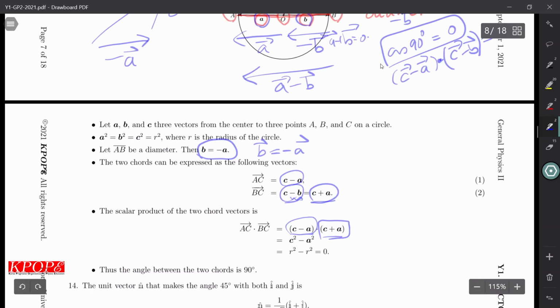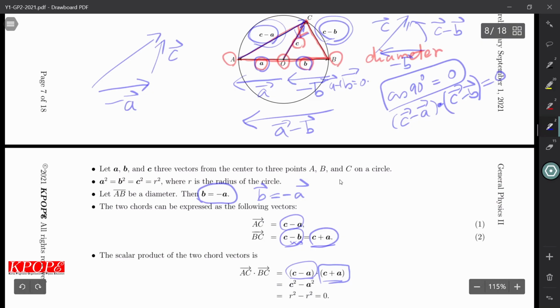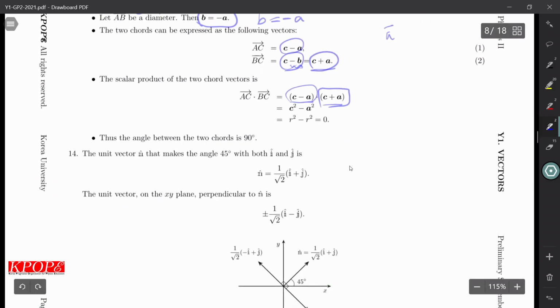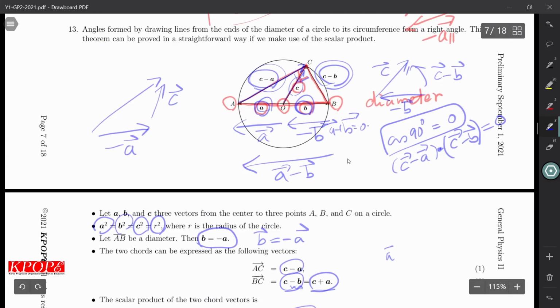We can make an expansion. Then we have C squared minus A squared. You know, A, B, C, all of them are equal: A squared, B squared, C squared, all equal to R squared, where R is the radius. Therefore, C squared minus A squared equals 0. That means these two vectors are making a right angle.